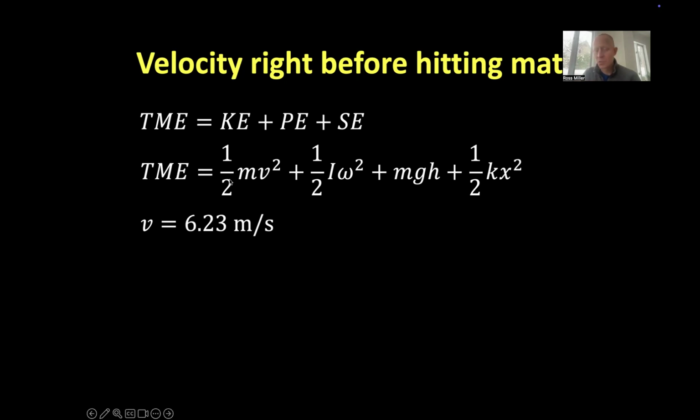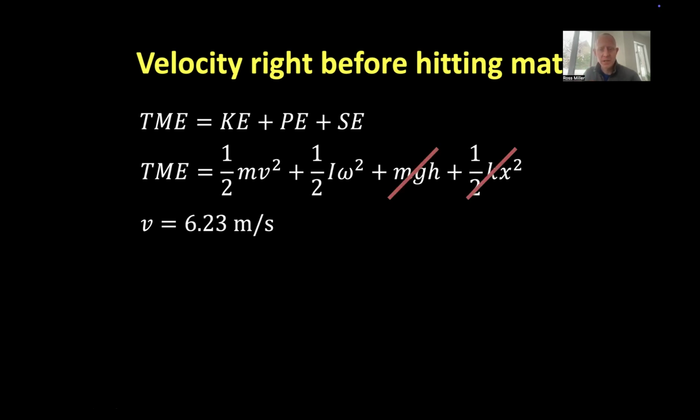That's equal to 1/2 times the mass of the gymnast, which is that 55 kilos from the start of the problem, times their velocity squared. So I know everything there as a numerical value except for that velocity. I can solve for that one thing, and I should get that right before they hit the mat, their linear velocity is 6.23 meters per second.